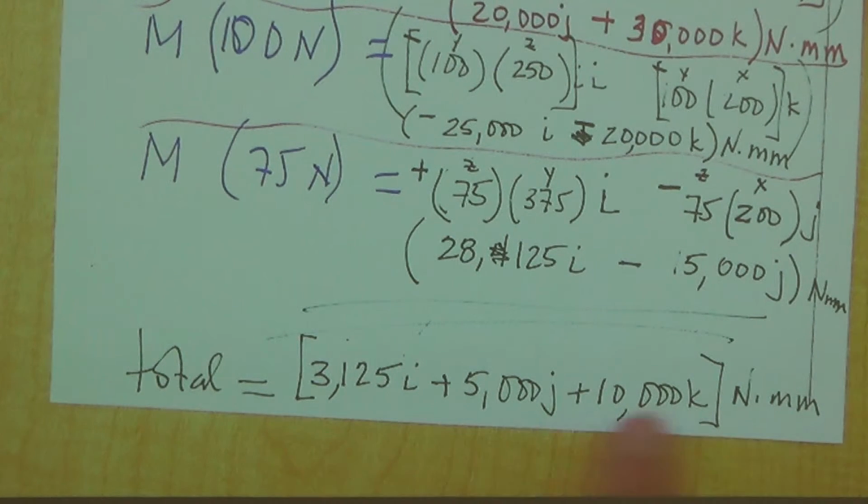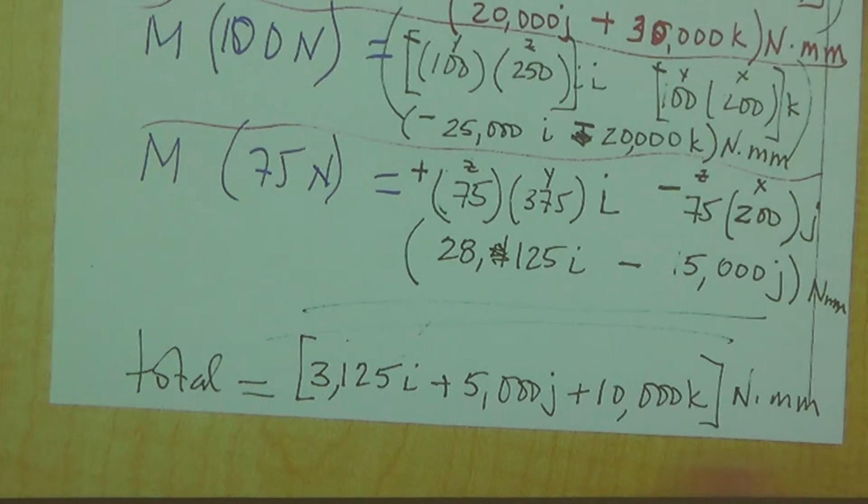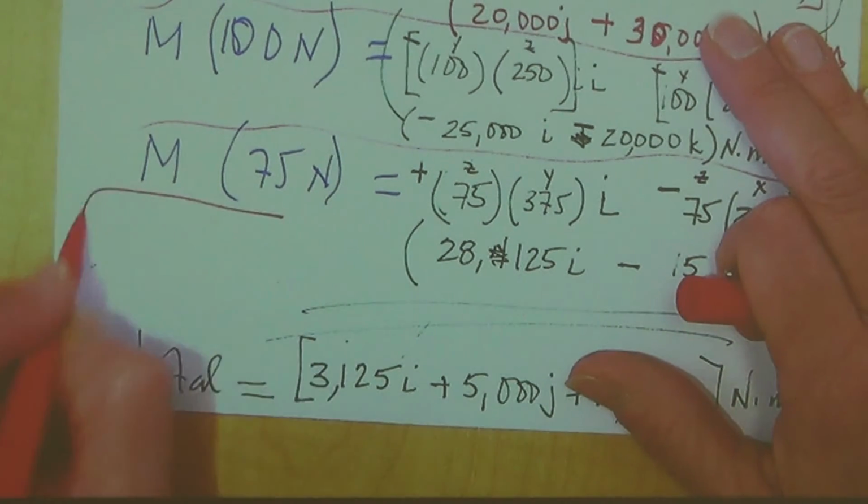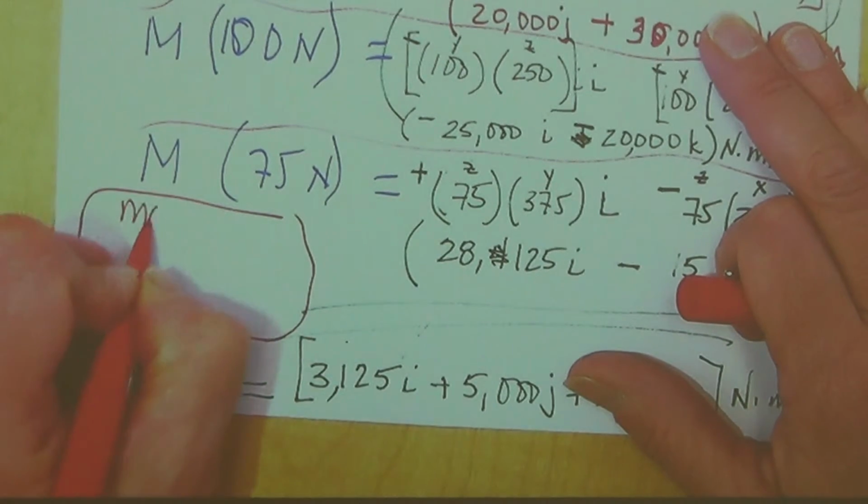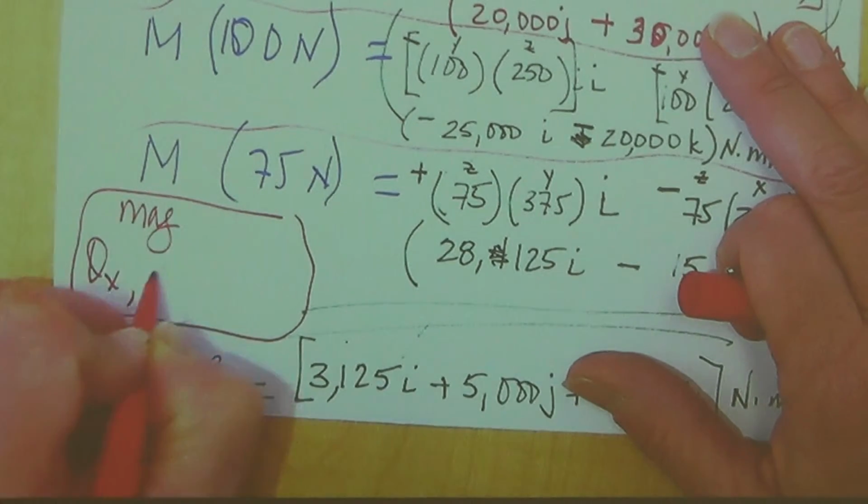Radian, how did I express the moment here? What way did I represent this vector? In vector form, right? I represented it in vector form. What's the other way to represent a moment? Magnitude and direction angles.